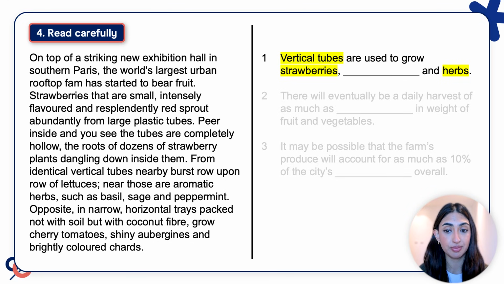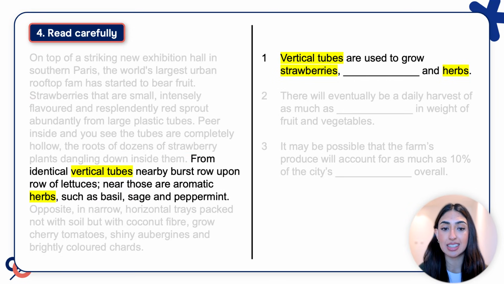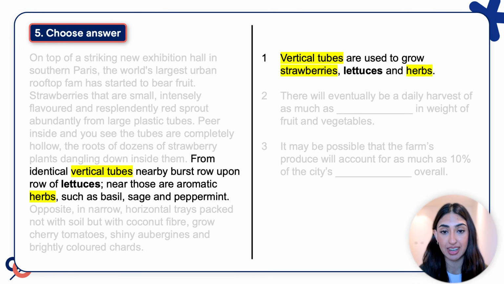Can you spot them? You might have noticed that strawberries and tubes are mentioned a couple of times, as well as the word herbs. We know we're in the right place. In this case, we can see that the same words that are in the sentences are also used in the text. Here's the sentence that will lead us to the correct answer. Which word from the text fits in the gap? If you chose lettuces, you're correct.